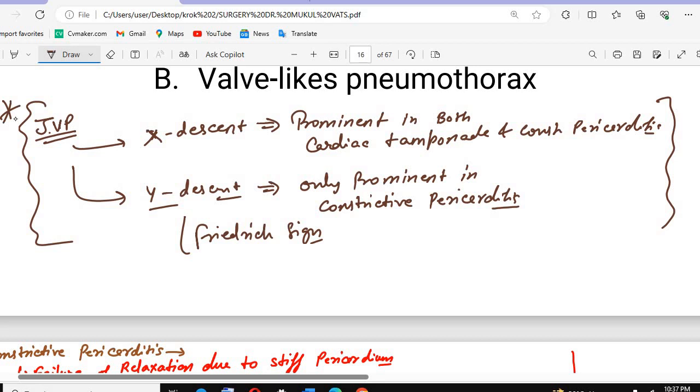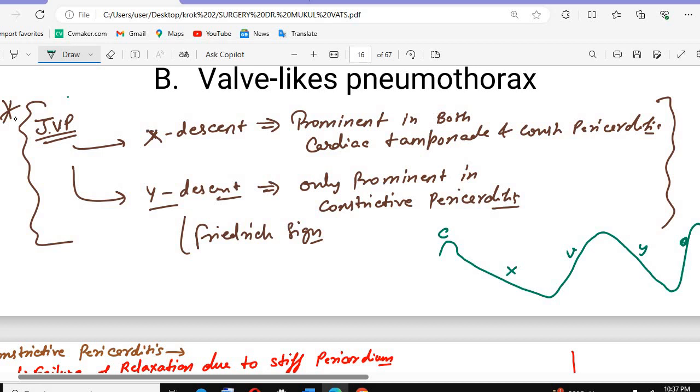And the JVP will look like this when we see the JVP graph. So this is the C wave. After that the X descent will be seen, then there is the V wave, then the Y descent will be there, then the A wave will be there, and then again it will start with the C. So this is the C wave, then we have the X descent, then the V wave, then the Y descent, and then we have the A wave. Okay. So that you need to remember.